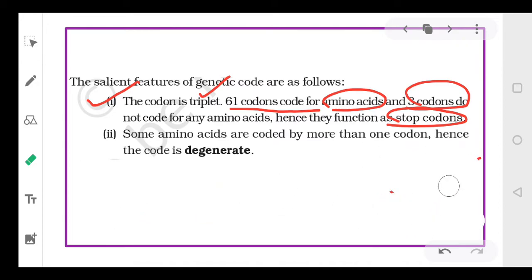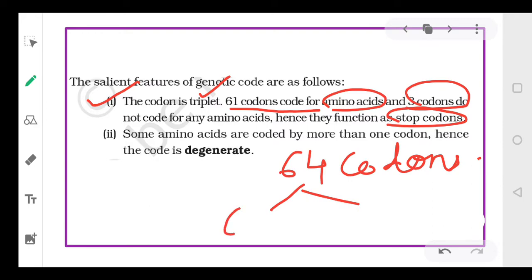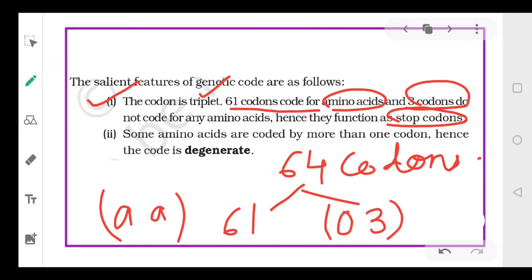So let's again write it. In total we have 64 codons, right? And out of 64, 61 will be coding for your amino acids, and 3 codons will act as stop codons. And the codons are in the form of 3 bases, so they are triplet.